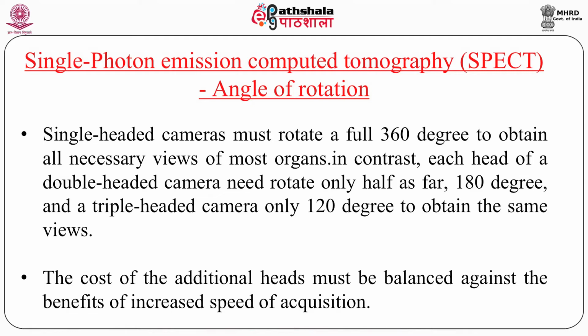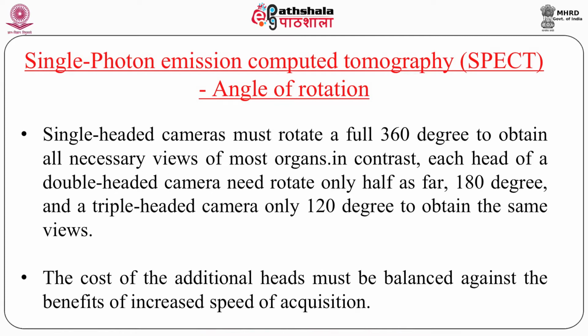The cost of an additional head must be balanced against the benefit of increased speed of acquisition. If you have a single head, you can get the image, but you have to keep rotating the camera all around the patient, and you may miss some information, which is the advantage you have in a dual head camera. A dual head camera rotates 180 degrees, a triple head 120 degrees.